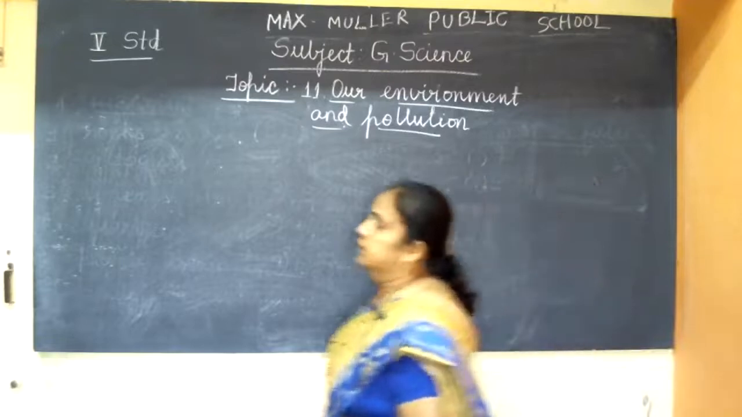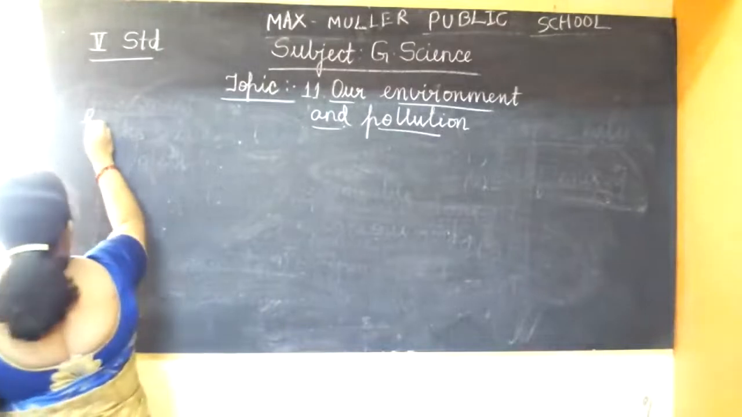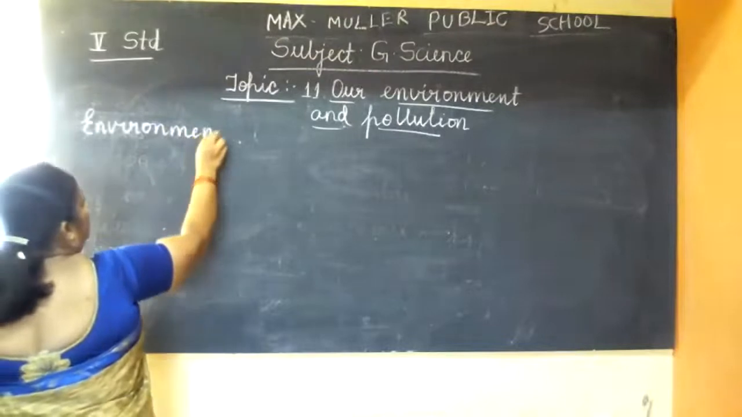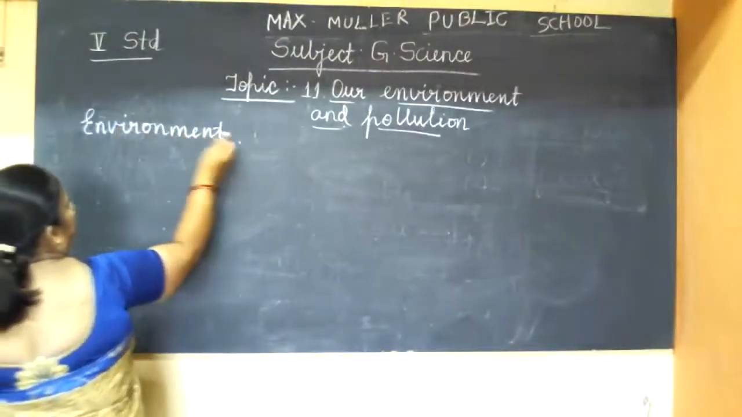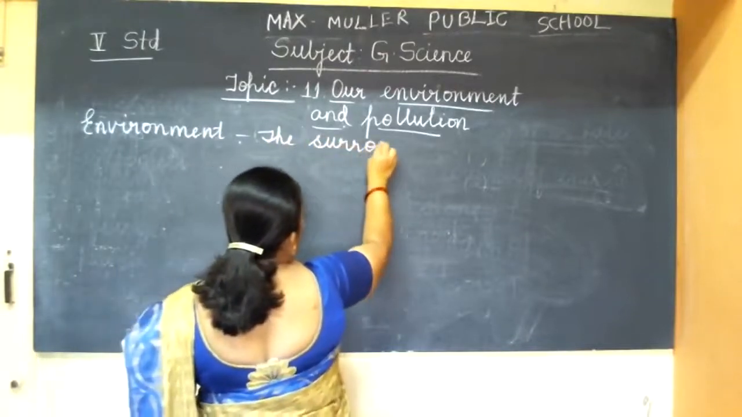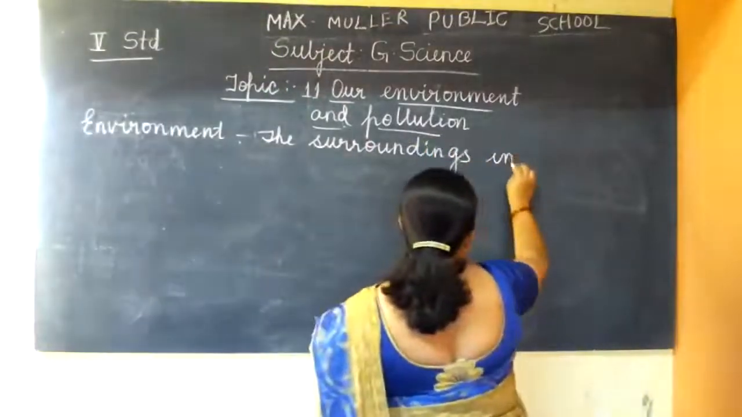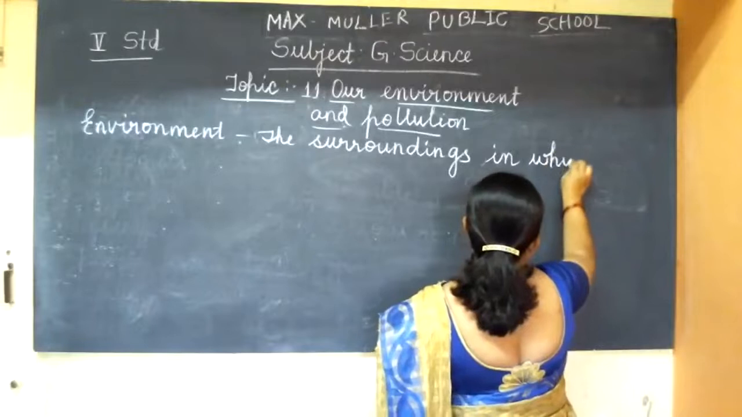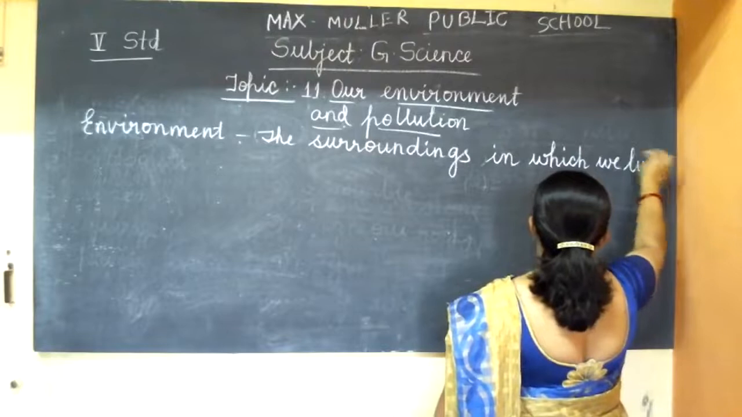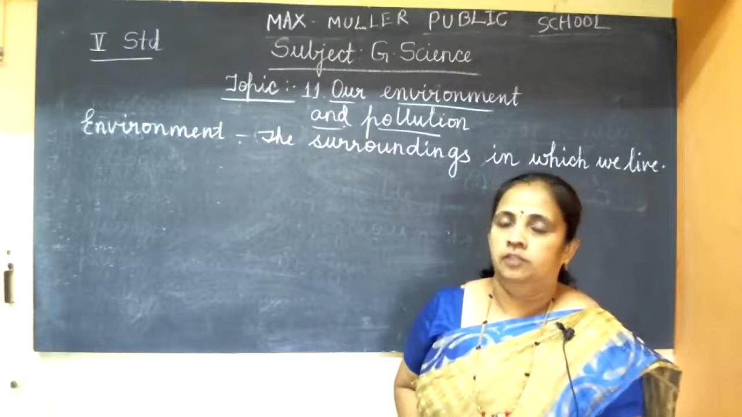Okay. The surrounding. So how can you define environment now? Or what can you say about environment? It is nothing but the surroundings in which we live, is called environment. So you can define environment as the surrounding in which we live.